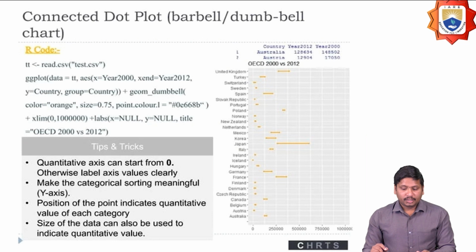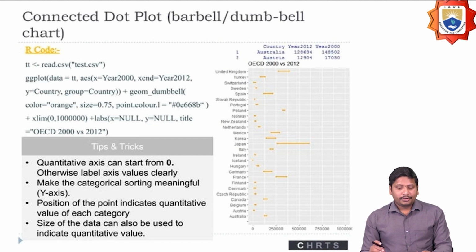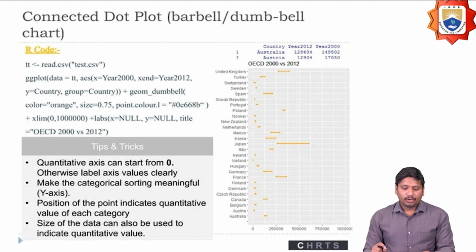And the next one is the connected dot plot. Here the connected dot plot means we are able to represent what we call the barbell or dumbbell chart. So the name of this dot plot is the barbell or dumbbell chart. So how are we going to construct this dot plot? I can explain here.